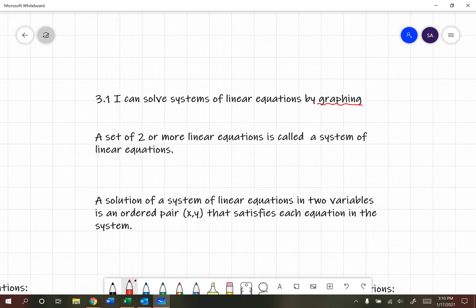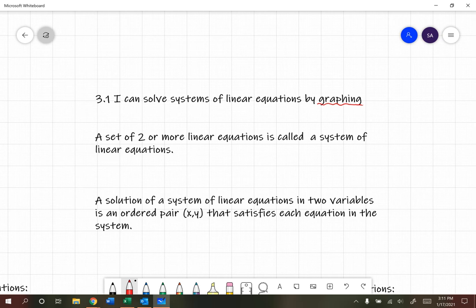So, what is a system of linear equations? A set of two or more linear equations is called a system of linear equations. Primarily, we focused on just two equations at a time and found the system from them. I believe you had a problem or two in your practices that dealt with more than two.